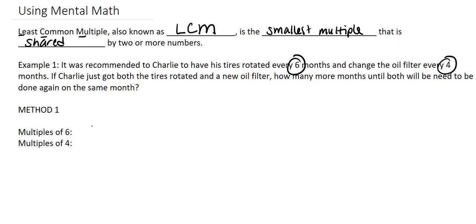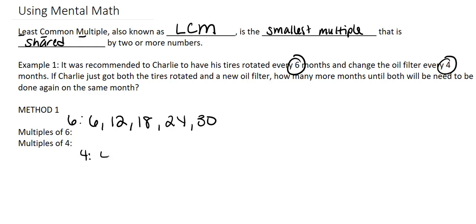So we have 6. The multiples of 6: we can either multiply, like the last example, 6 times 1, 6 times 2, 6 times 3, or we can just go 6, plus 6 would be 12, 12 plus 6 is 18, 18 plus 6 is 24, and then 24 plus 6 is 30. So that would be the multiples of 6.